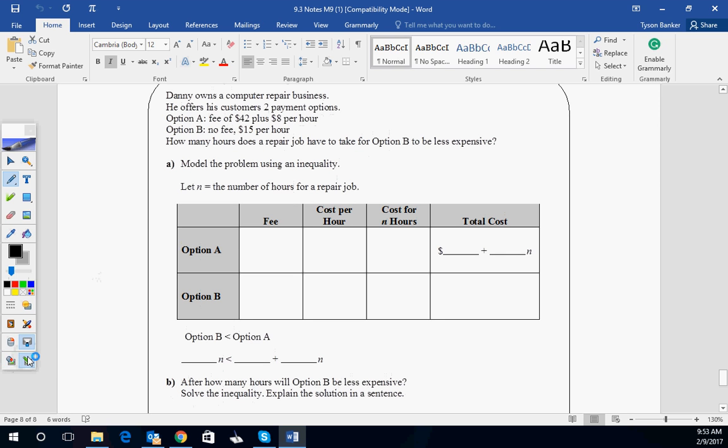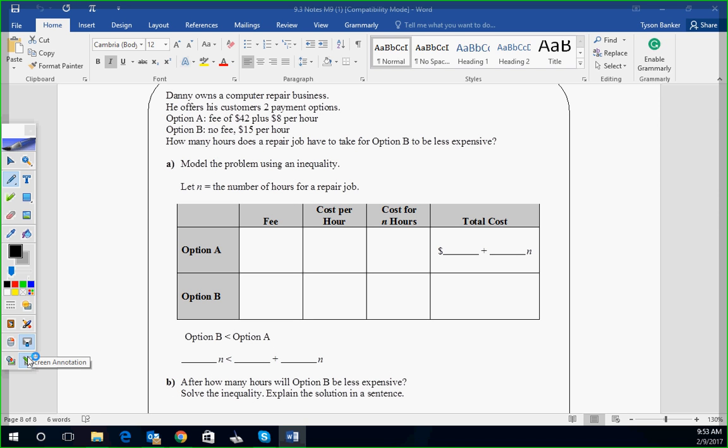Let's see here. So Danny owns a computer repair business. He offers his customers 2 payment options. Option A, $40 plus $8 per hour. Option B, no fee, $15 per hour. How many hours does a repair job have to be for option B to be less expensive? No, because option B, let's see here, 42, yeah, so, no, you're right, it'd be option A.